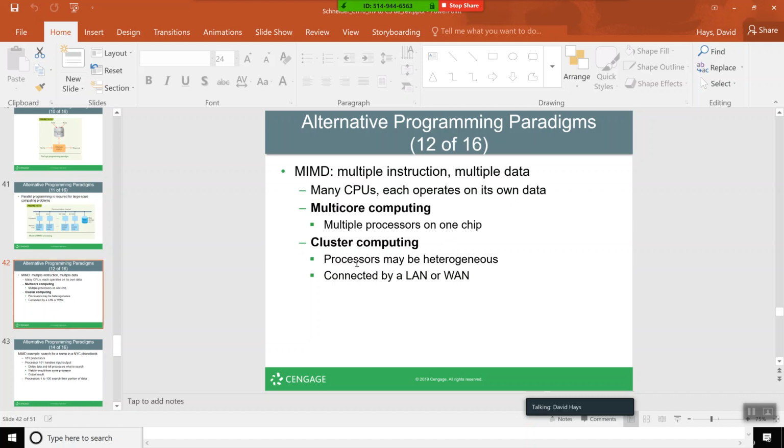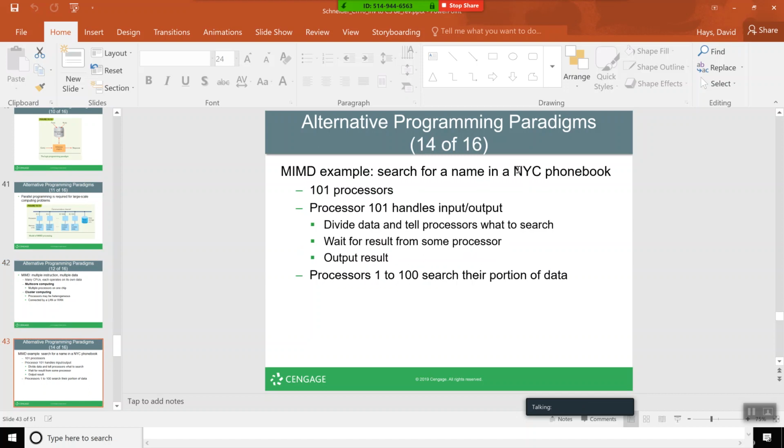Cluster computing processors may be heterogeneous, connected by LAN or WAN. MIMD example: search for a name in a New York phone book. There are 101 processors. Processor 101 handles input output, and then processors 1 to 100 search your data. Does that make sense on what that's saying?